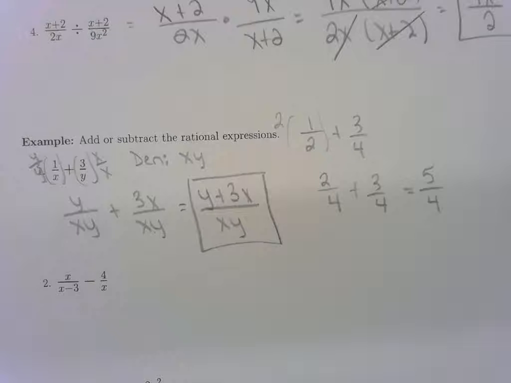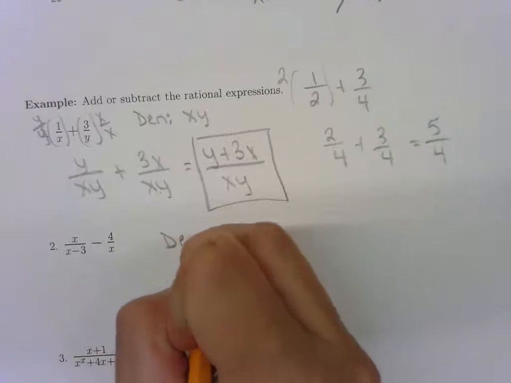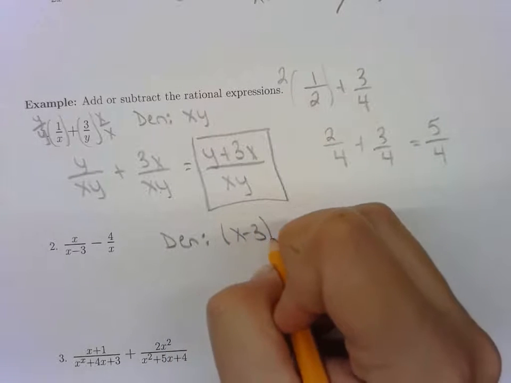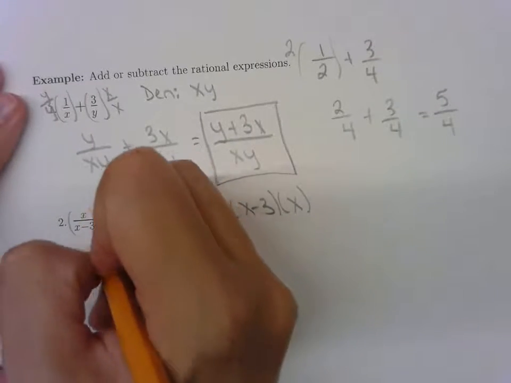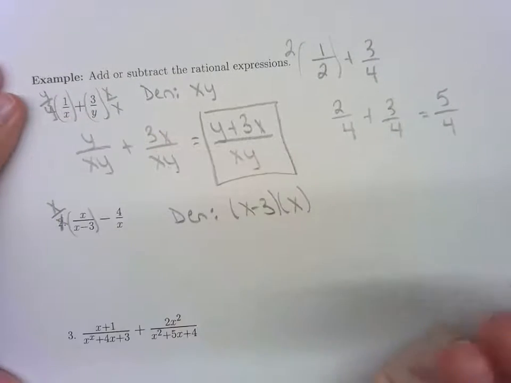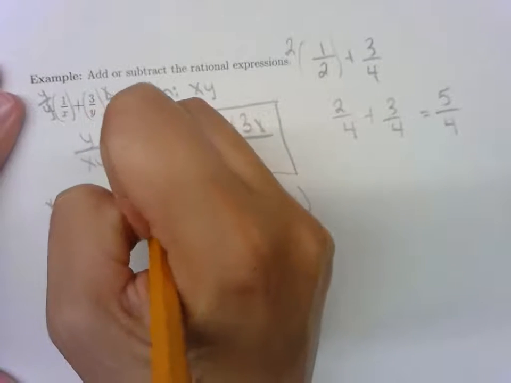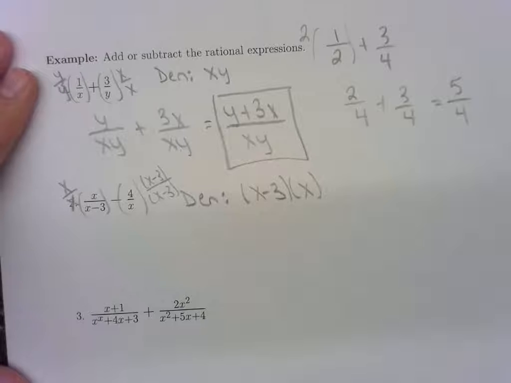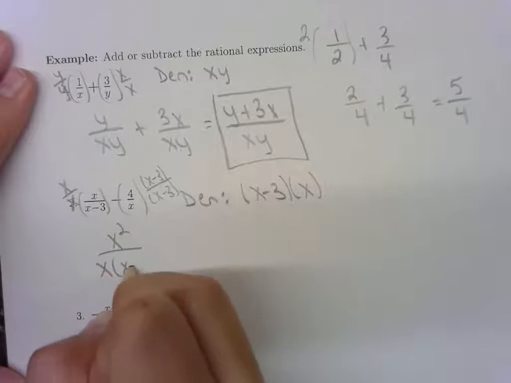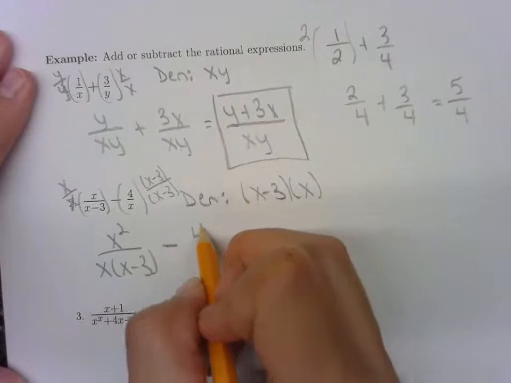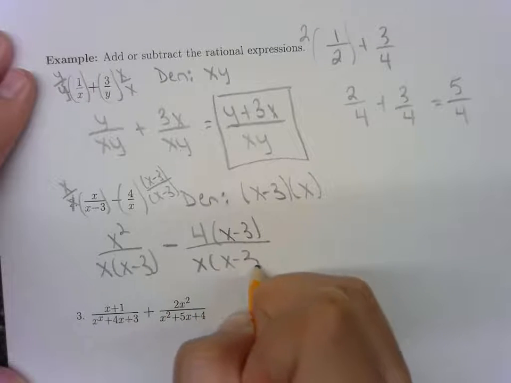Okay, number 2, x over x minus 3 minus 4 over x. The denominator needs to be definitely x minus 3, it comes from the first fraction, and also times x from the second fraction. That means we need to multiply the first fraction by x over x. Again, we're multiplying by 1. The second fraction by x minus 3 over x minus 3. So again, by 1. So the first fraction becomes x squared over x times x minus 3. And the second fraction becomes 4 times x minus 3 over x times x minus 3.